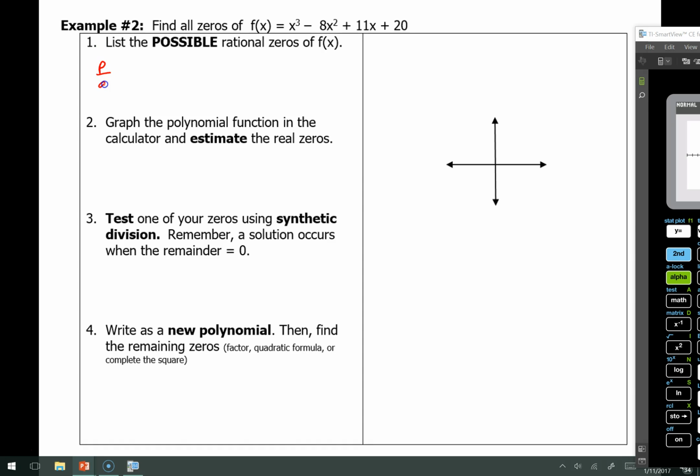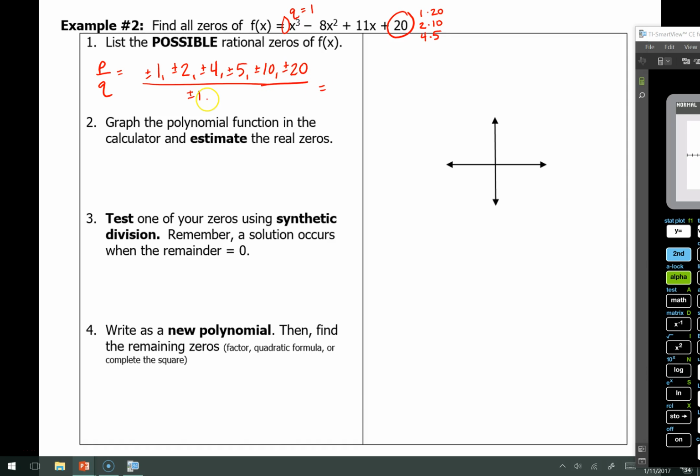Remember, that's p divided by q, and we need for p the constant term, all of its factors, so that's 1 times 20, 2 times 10, 4 times 5, and q is the leading coefficient. That one is just 1 again, which means that my denominator is just going to be plus or minus 1. Listing out all of my constant term's factors, I've got plus and minus 1, plus and minus 2, plus and minus 4, plus or minus 5, plus or minus 10, and plus or minus 20.